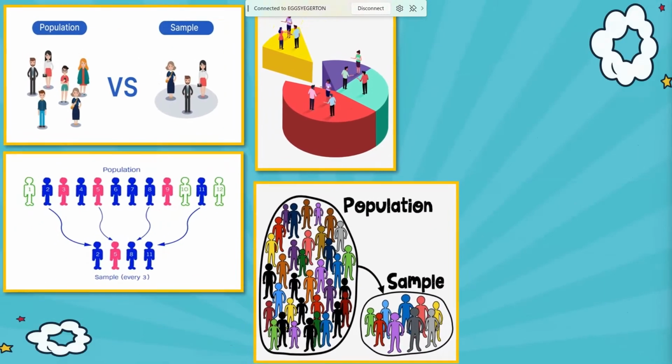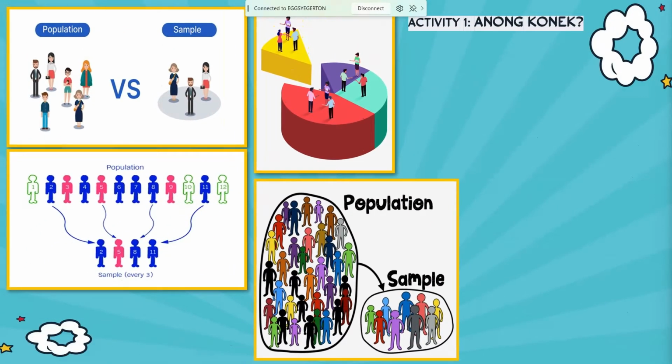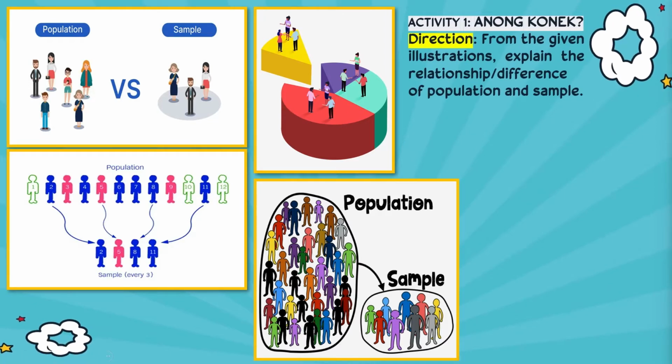Okay, so let's start. So we're going to start with activity number 1, entitled Anong Connect. So what you're going to do, class, is from the given illustrations, explain the relationship or the difference of population and sample. Okay? Can you give me the relation, or can you illustrate population and sample based only on our illustrations?